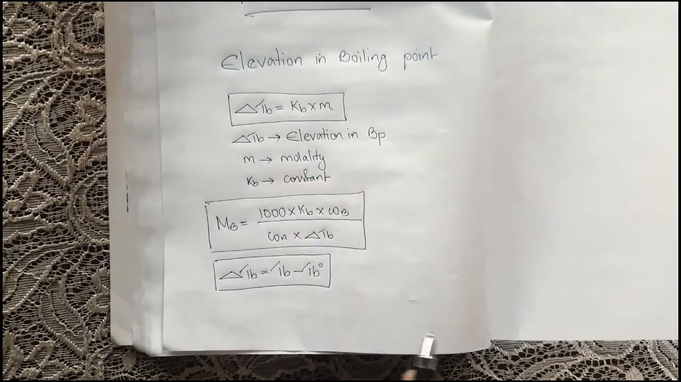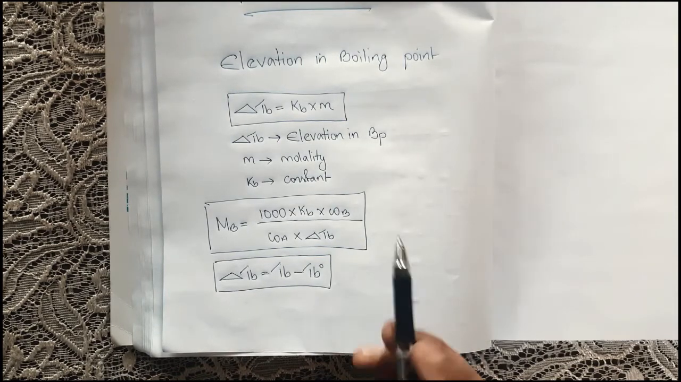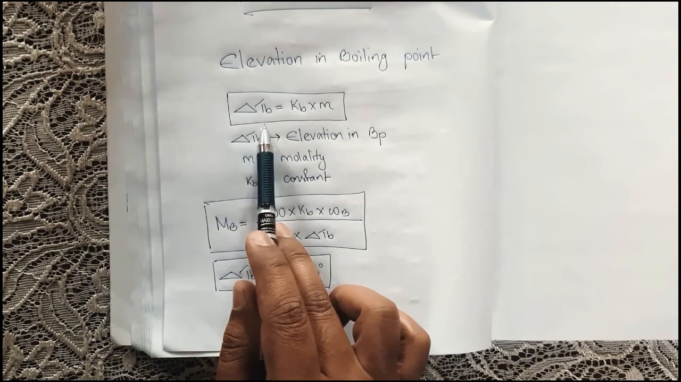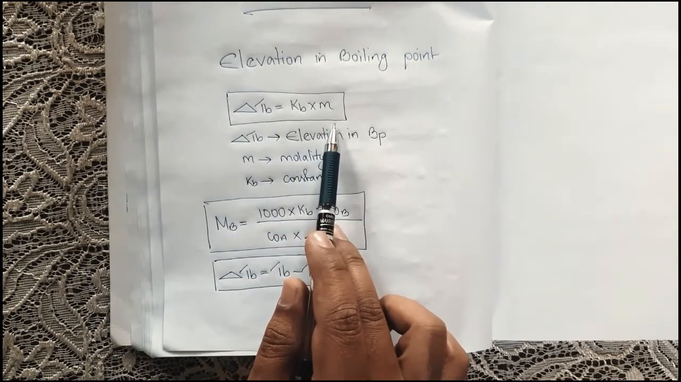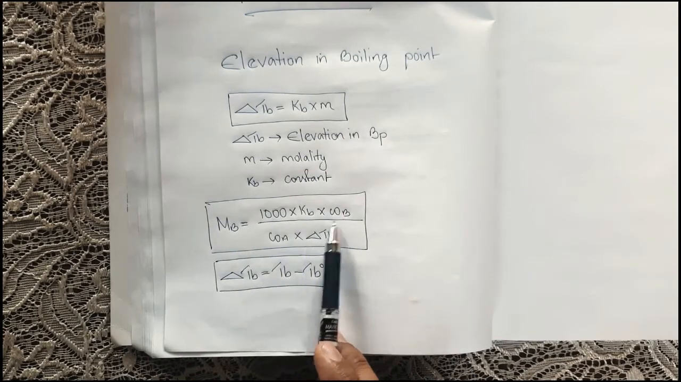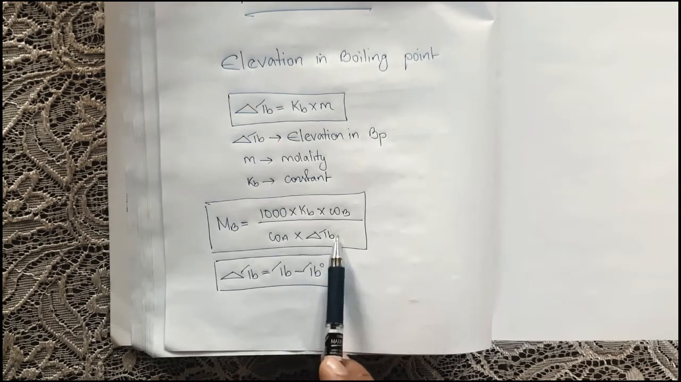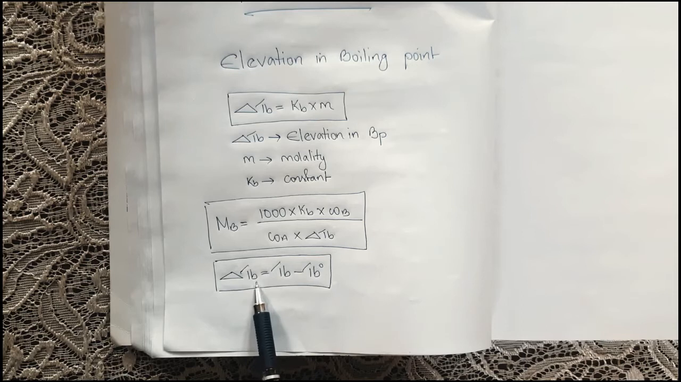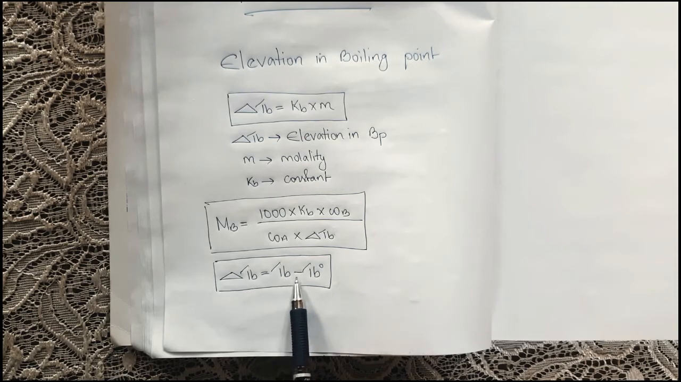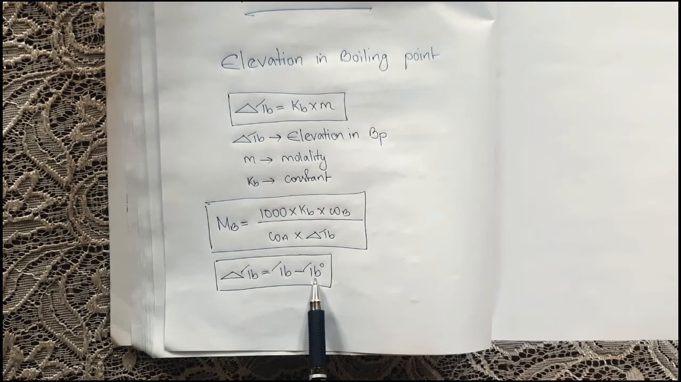So basically we have three formulas which we need to keep in mind while solving the problems. So the first one is delta TB is equal to KB into M. MB is equal to 1000 into KB into WB divided by WA into delta TB. So in order to find this delta TB, we may also use delta TB is equal to TB minus TB naught, where TB is boiling point of the solution and TB naught is boiling point of the pure solvent.